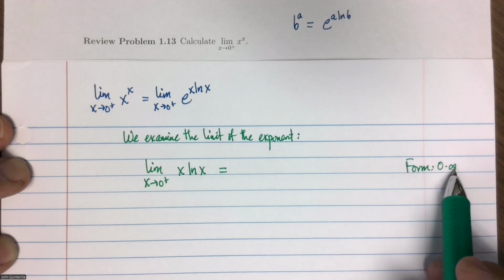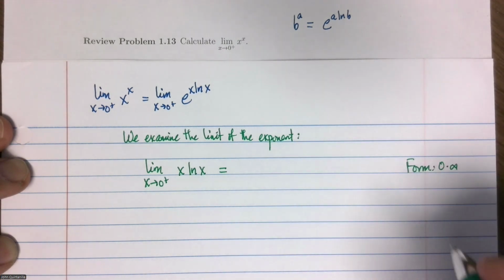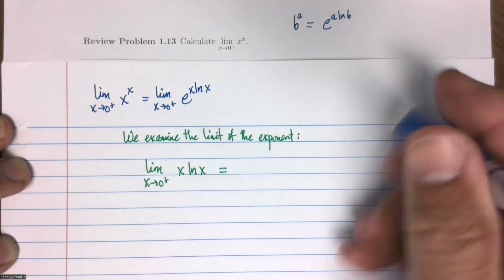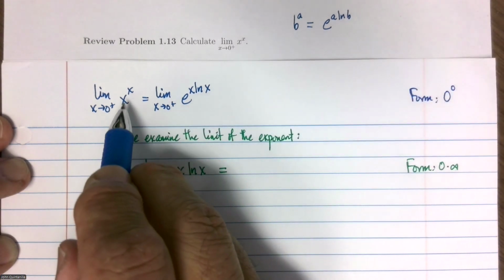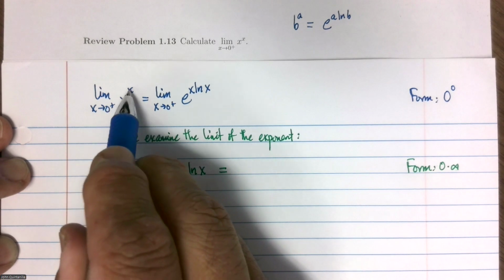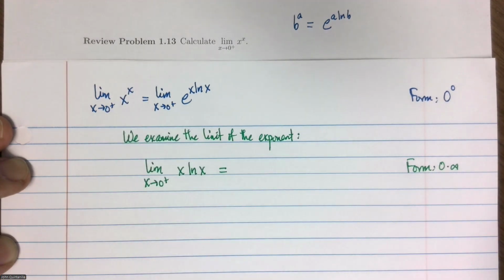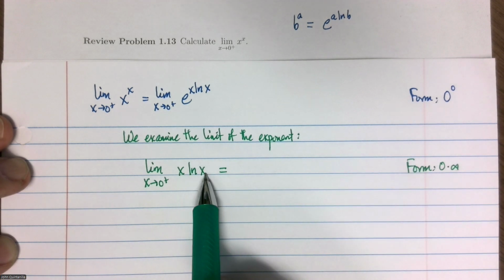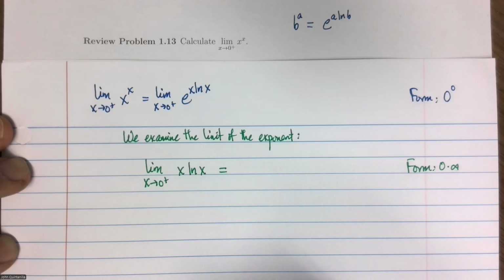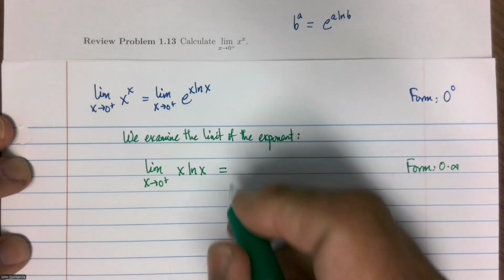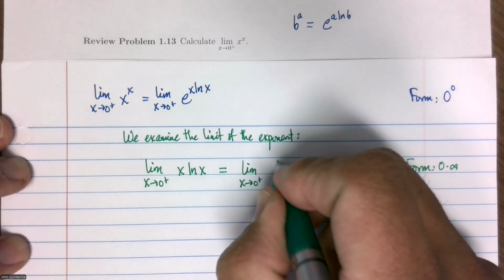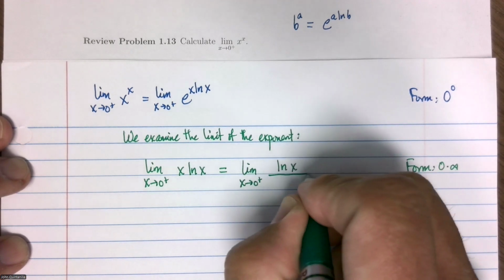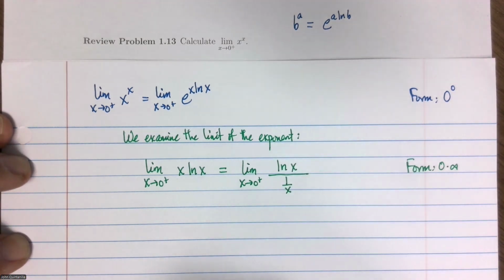So this has the form 0 times infinity, just like the form up here was 0 to the 0. If I plugged in 0, I'd get 0 to the 0. So these are indeterminate forms. Now, the technique when I have an indeterminate form that's a product is to force it to look like a quotient. And what I will do to make that happen is the limit as x goes to 0 from above of natural log of x divided by 1 over x.